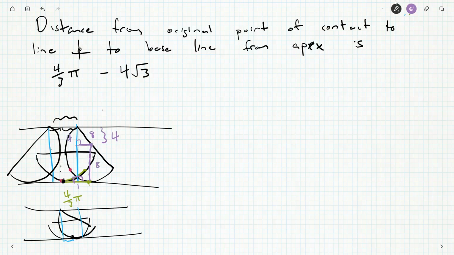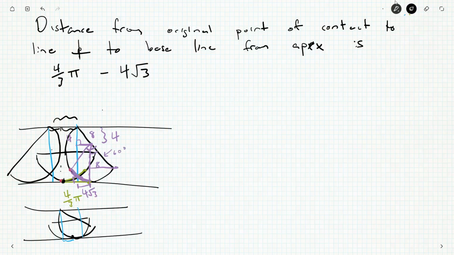So not only does the distance here become 4 root 3 by Pythagoras or knowing the 1, root 3, 2 triangle, but we're also able to make this calculation because this is going to be 60 degrees here, and this is going to be a right angle. And that gives us a 30-degree distance for this arc. Okay.